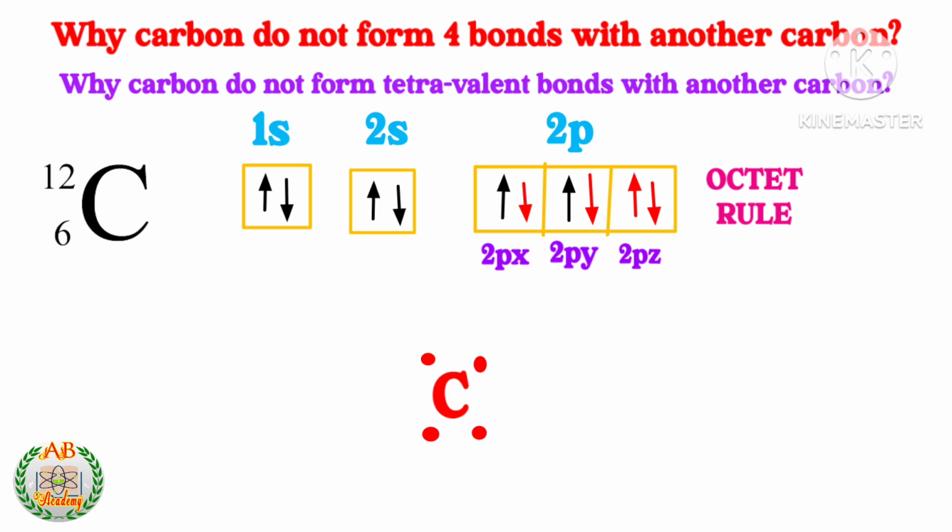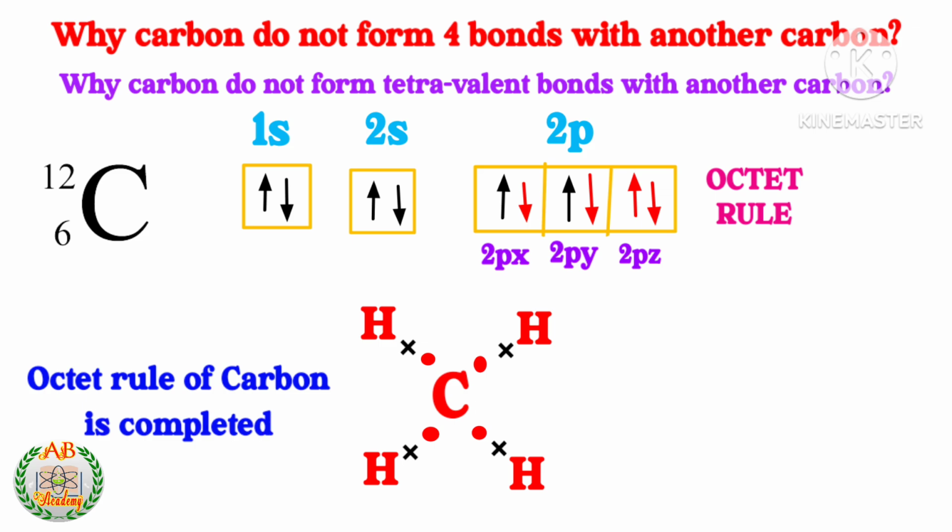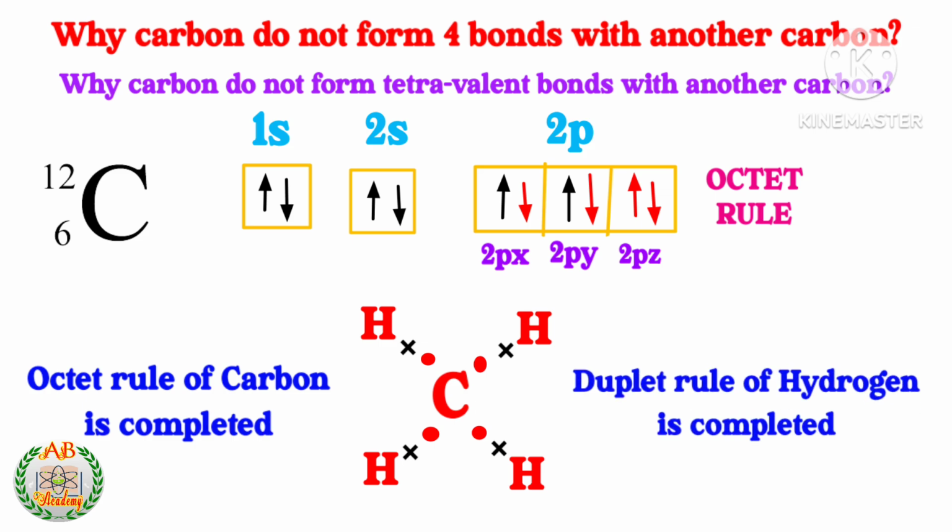So each carbon atom will share its 4 electrons with 4 hydrogen atoms. We can see that both carbon and hydrogen got stability because the octet rule of carbon is completed and the duplet rule of each hydrogen atom is completed. Hence, we say that carbon forms tetravalent bonds or 4 covalent bonds.